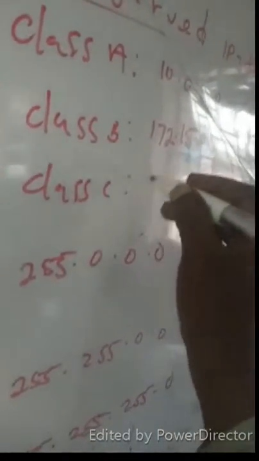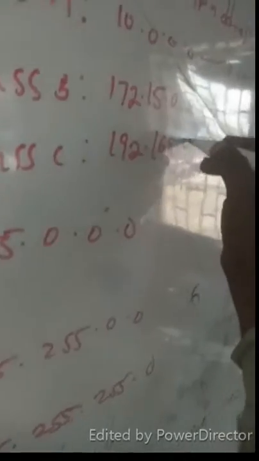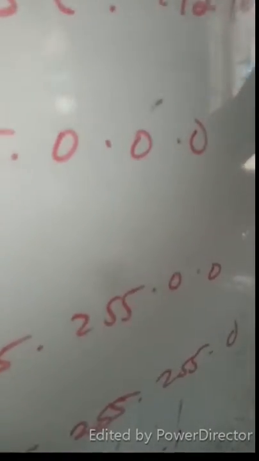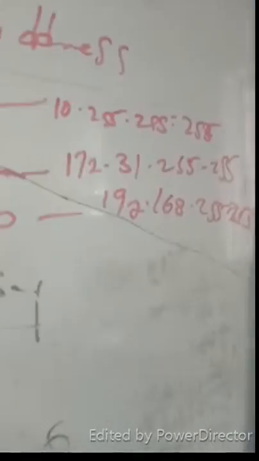Class C, we have 192.168.0.0 to 192.168.255.255. These are reserved IP addresses for local area use, and they are not globally routable. They are reserved for private network use.